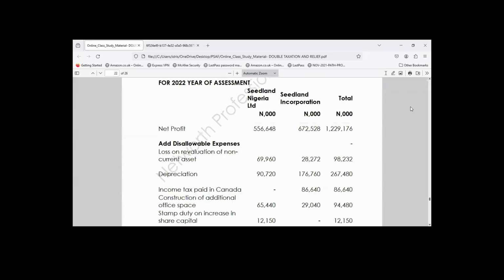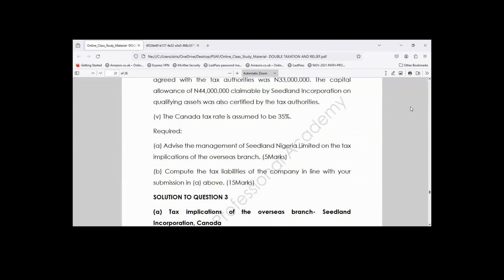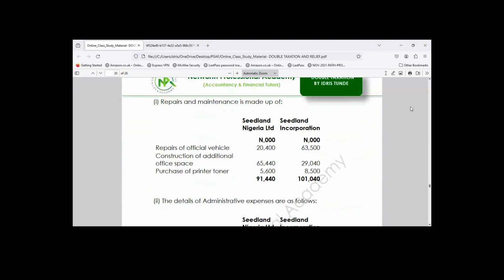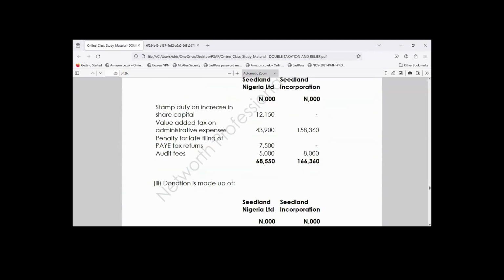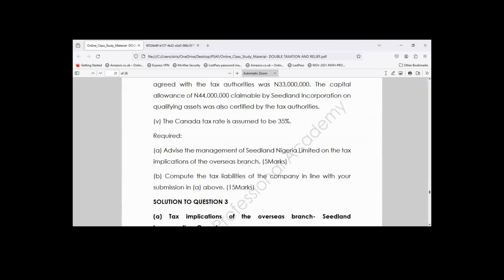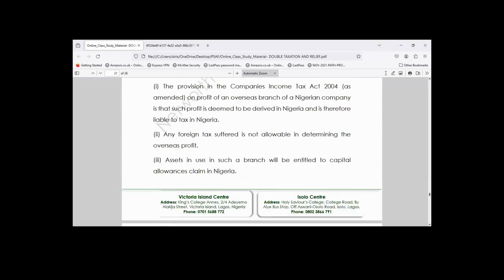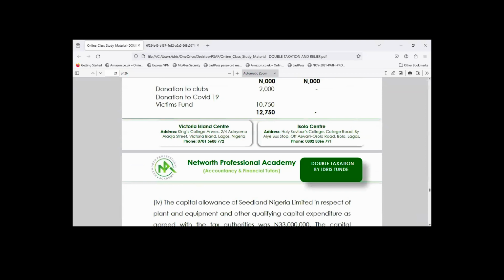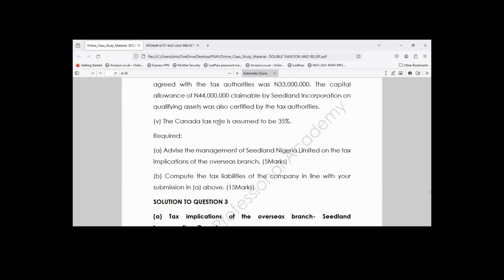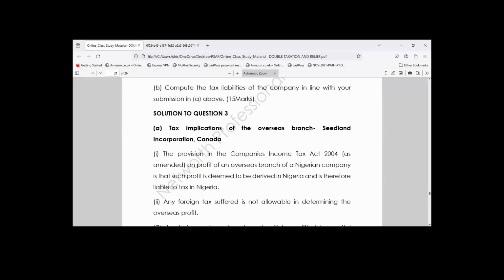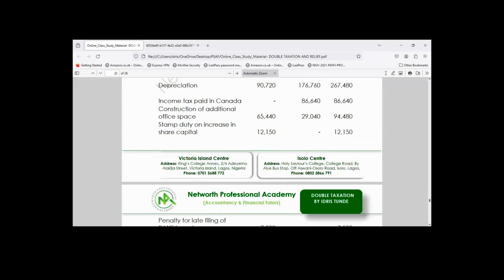What that means is that by giving me the Canada tax rate, it means Nigeria has signed an agreement with Canada. In this question, they said the Canada tax rate is assumed to be 35%. It means Nigeria has signed an agreement with Canada. So the Commonwealth rate I'm going to use will be this 35%. I will not compute any Commonwealth rate.